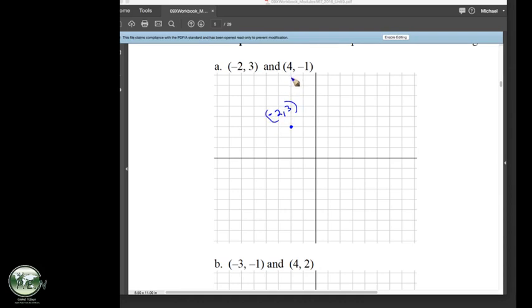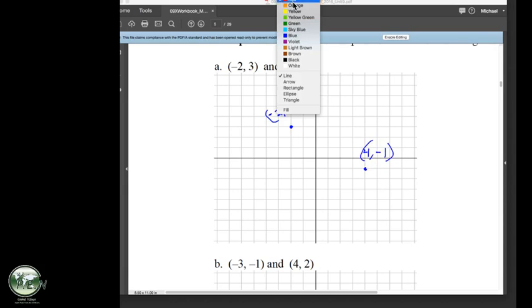And then we've got another point, 4, -1. Starting at 0, 0, go 1, 2, 3, 4, and down 1. Good. So you can kind of visualize a line that would connect these two, maybe better than I can draw it. 4, -1 is what we just drew. Let's go ahead and give it a line. Any preference for color?